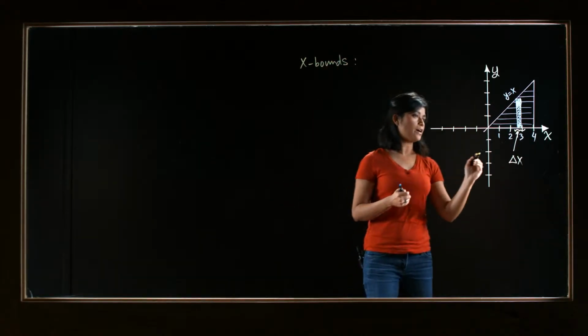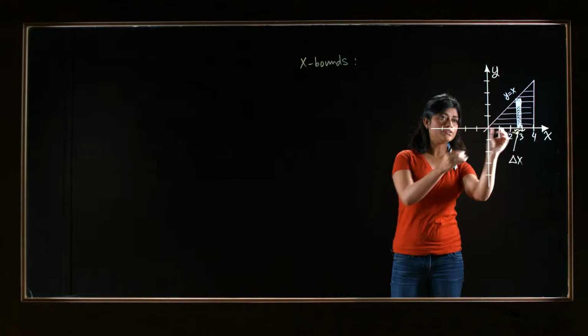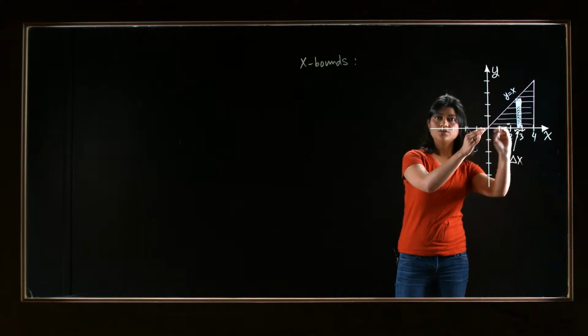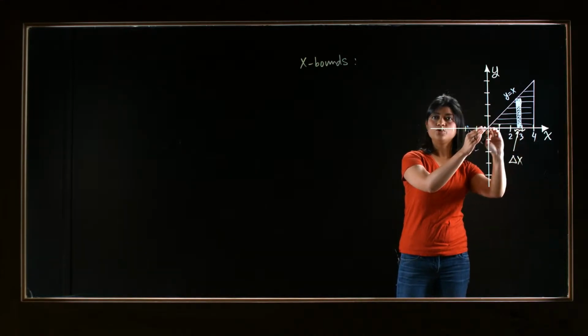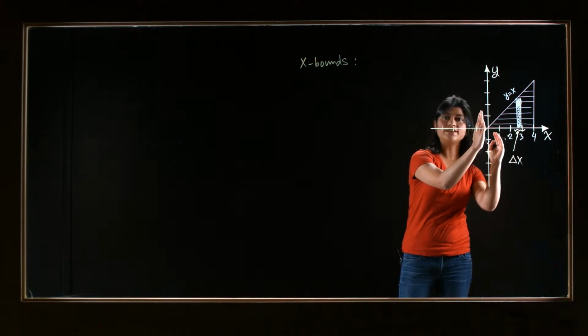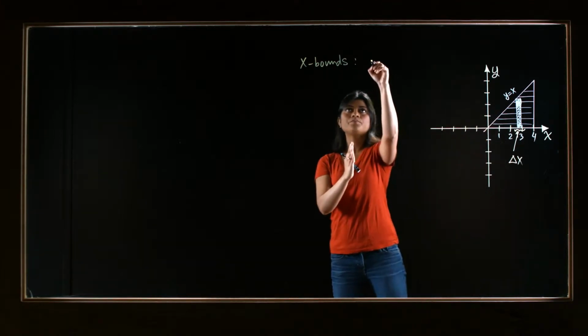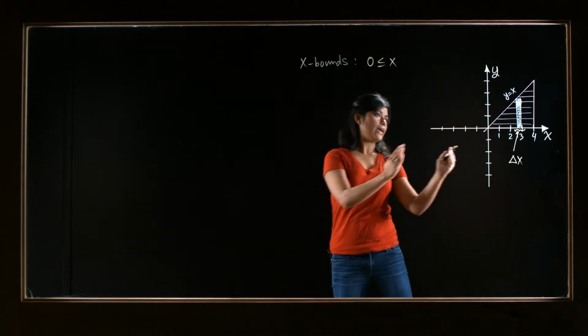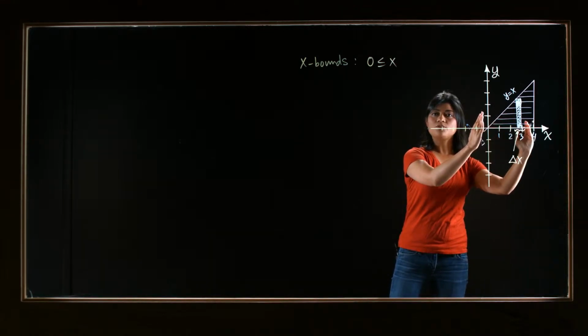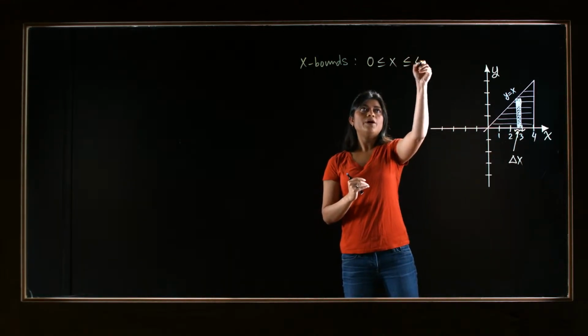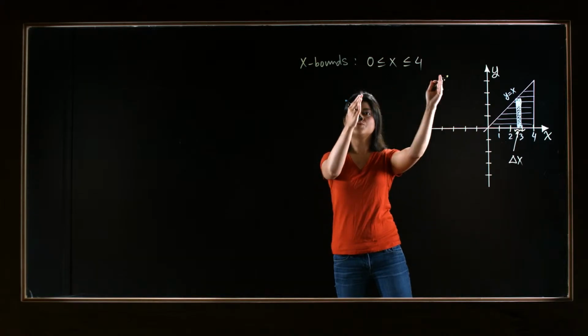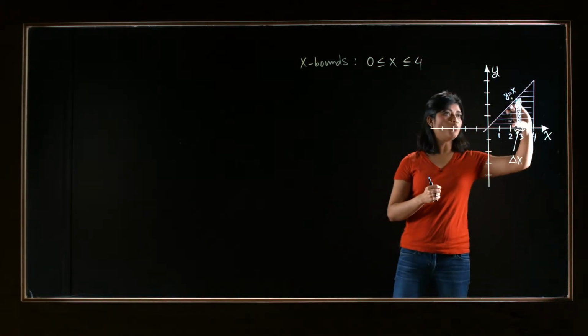Okay, so for x bounds, x is right here. So we just have to see the region lies between which values. So it starts here at y-axis, so x is 0, and it ends at x equals 4. So the upper bound will be 4. So x is between 0 and 4. Now what about the y bounds?